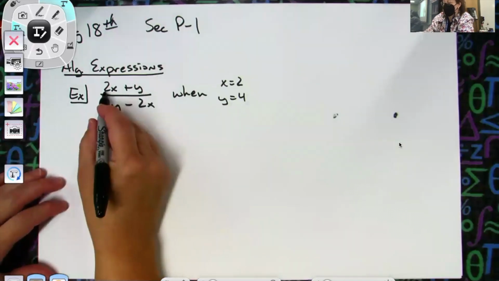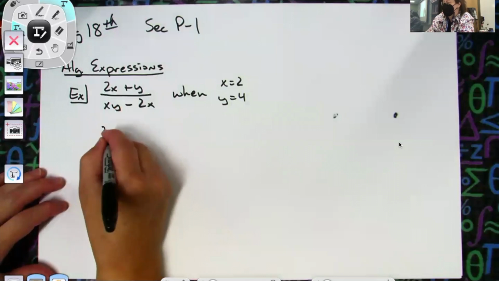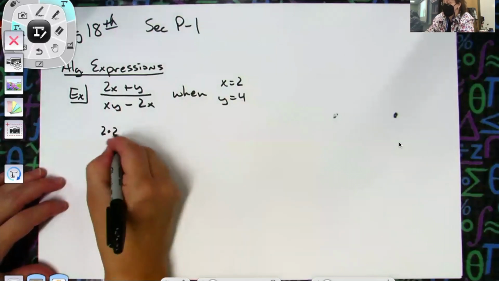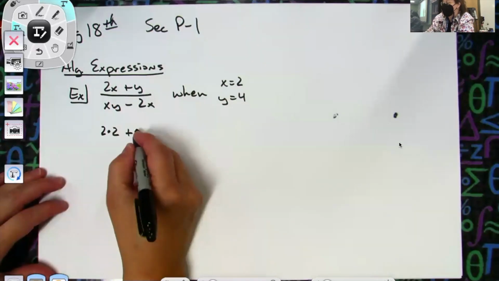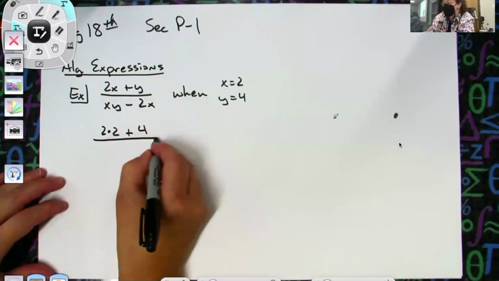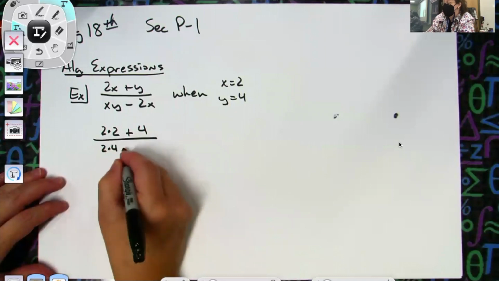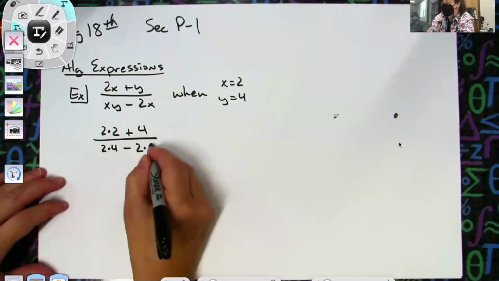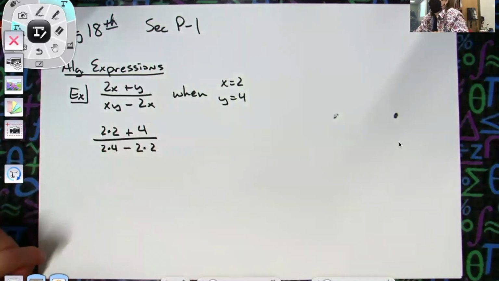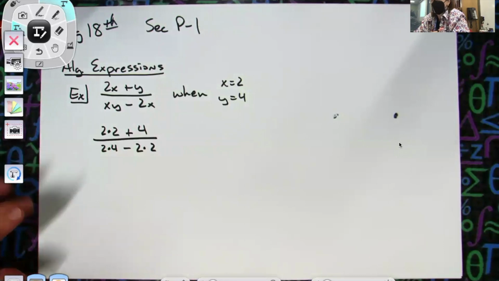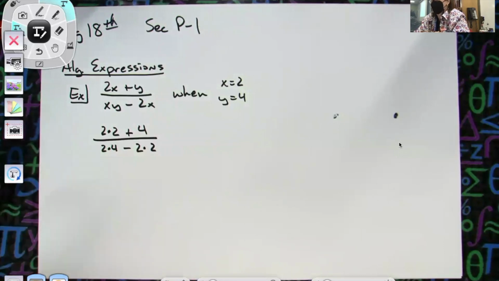All right, so 2 in front of that x means 2 times. Replace the x with 2. Plus, replace y with 4. And then x times y, so 2 times 4, minus 2, replace the x with a 2. On that first step, you really seriously ought to plug everything in and try not to do any of the math in your head. I know it's relatively simple math, but a lot of times the first mistake you make is that you simply plugged in the wrong number for the wrong variable.